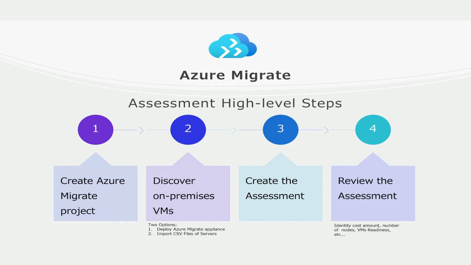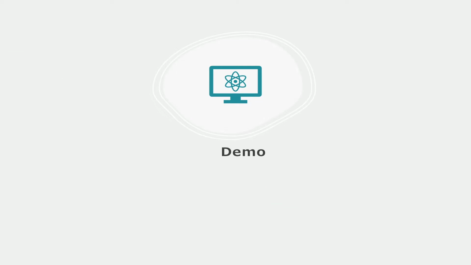The second option is to use a utility or script to report your servers' inventory in CSV file format, then import it into Azure Migrate. That utility could be RVTools, which is commonly used by VMware admins to get inventory information about their VMware workloads. Third step is to create the assessment. Fourth and last step is to review the assessment. That would help you identify the cost amount, number of nodes, VM readiness, etc. Next, let's jump into the demo.